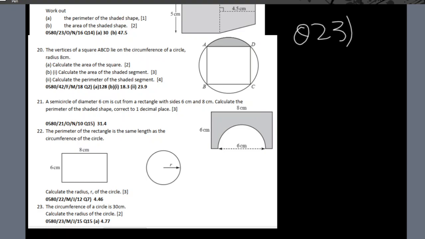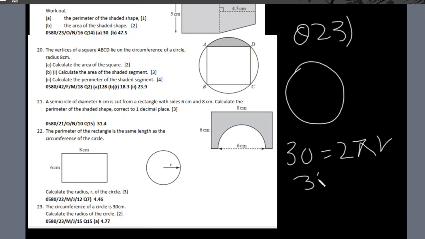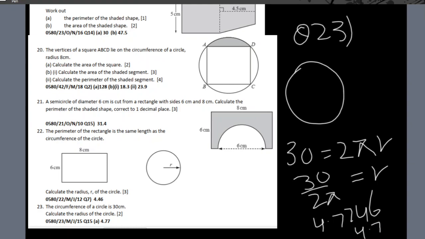Question 23. The circumference of a circle is 30 centimeters. So the length of the whole outer boundary is 30 centimeters. Find the radius of the circle. This is a very easy question. So 30 over 2 pi will be our answer. 30 divided by 2 pi is 4.7746, which is 4.77 rounded off to 3 significant figures.